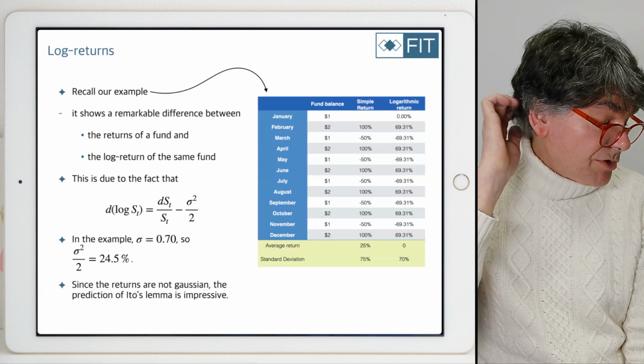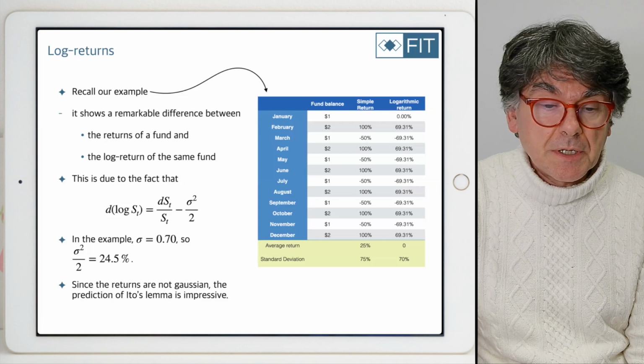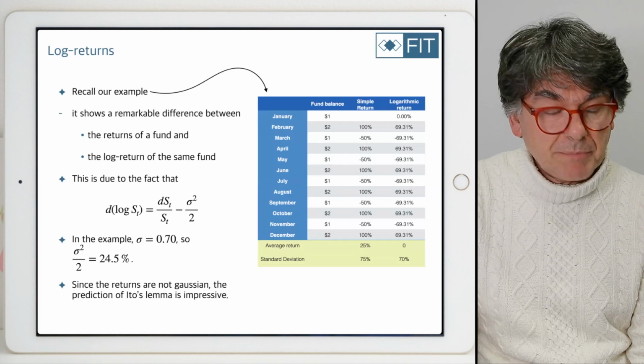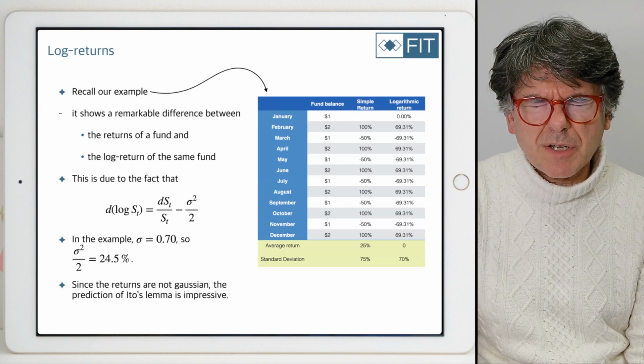This is not a Gaussian fund. This is discrete. And it's actually far from Gaussian, but still, being far from Gaussian, the prediction of Ito's lemma is quite impressive.